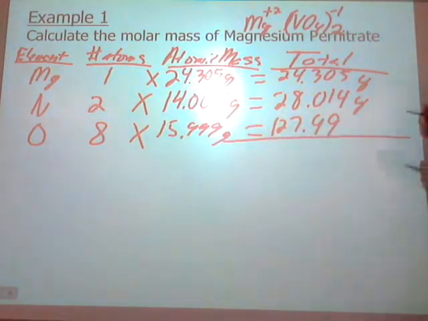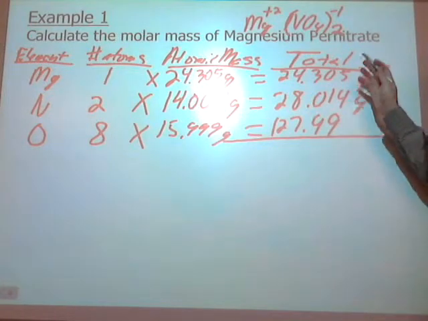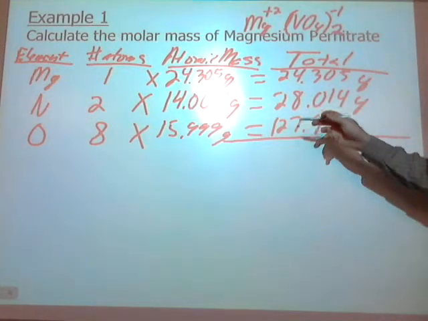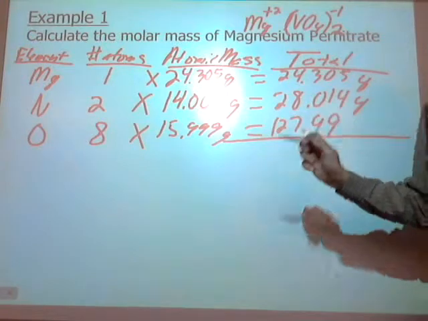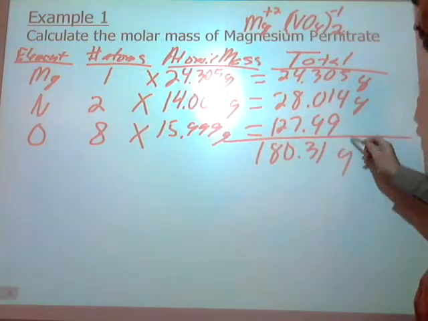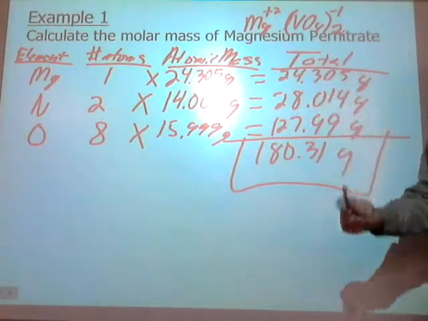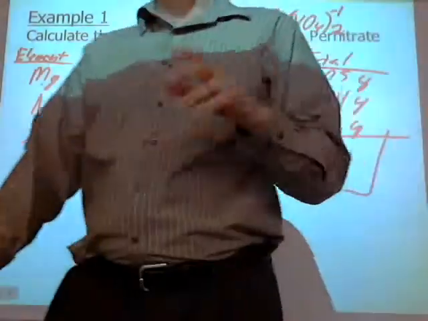Because what am I going to do with all those guys right now? Add them up. When I go to add them up, where am I going to have to round my answer off to? Just going to be 2 decimal places. When you go to adding and subtracting, it's decimal places. Multiplying and dividing, it's significant figures. This guy comes out to be 180.31. And there's your answer. And that is the molar mass of magnesium pernitrate. And you got to do that.